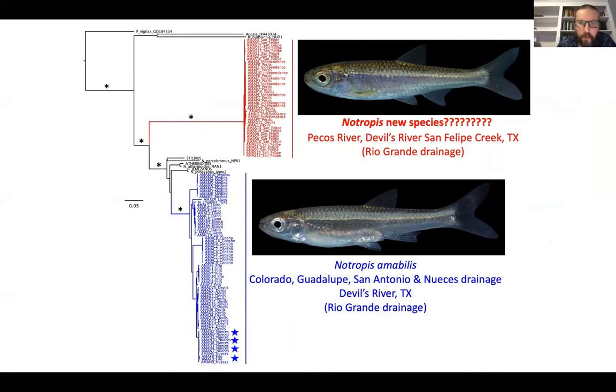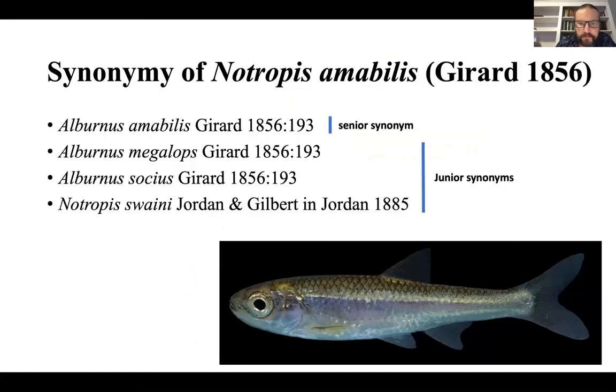sometimes we want to describe new species, but we've got to be good taxonomists, and we've got to make sure that what we want to describe as a new species is actually a new species. We have to check that there isn't a name available for this species, that it hasn't already been described by someone else. The first place that we looked is, of course, the synonymy of Natropus amabilis. And there are actually multiple names available from the synonymy of Natropus amabilis that could apply to our red lineage.